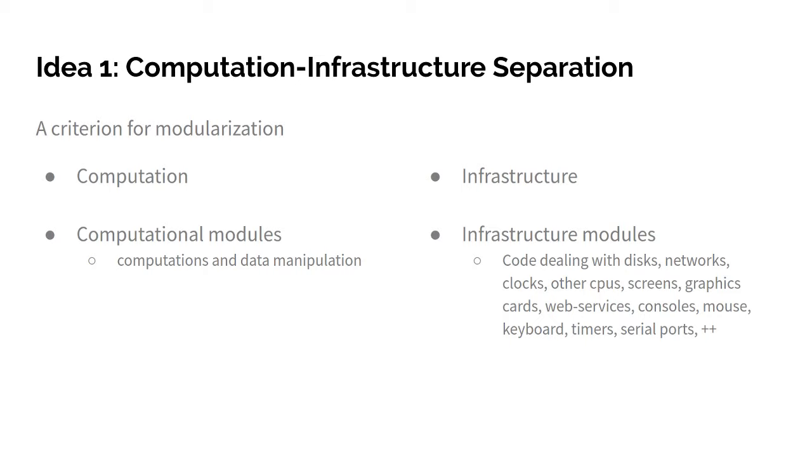And infrastructure modules deal with disks, networks, clocks, other CPUs, screens, graphics, graphic cards, web services, consoles, mouse, keyboard, timers, serial ports, and other kinds of infrastructure. If we modularize our software so that some modules are computational modules and some modules are infrastructure modules, we can analyze further the properties of these kinds of modules.